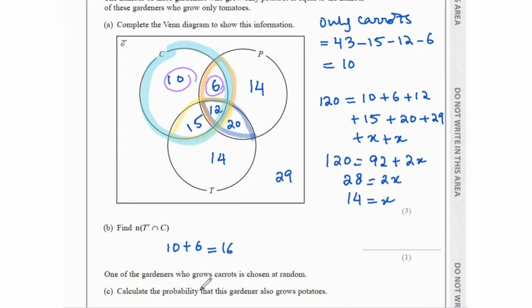Then one of the gardeners who grows carrots is chosen at random. Calculate the probability that this gardener also grows potatoes. He grows carrots, so that means 43 people grew carrots, and he also grows potatoes. So that is 6 and 12, the intersection between them. So 6 plus 12 over 43, 18 over 43, is your probability. That's your answer.